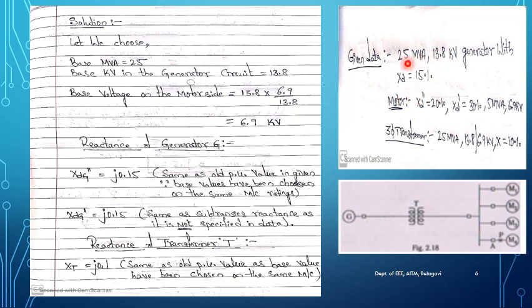So for the generator, we have chosen the base value now. The base value is how much? Base power value 25 MVA and the voltage value is 13.8 kilovolt. Now after that let us find the base voltage of the motor side. Okay, so for that we need to consider this diagram.